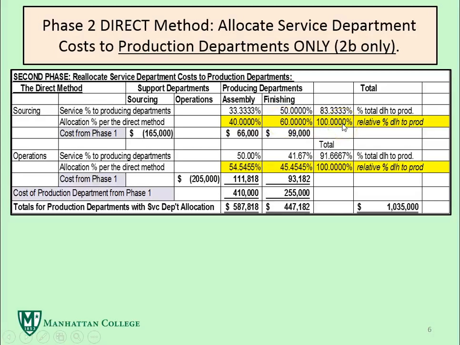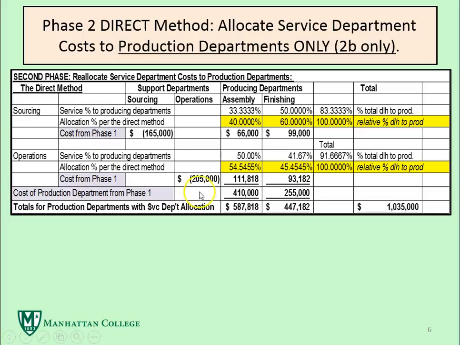Your book tells you to round percentages to 4 decimal places. So if I know that the service department cost from phase 1 is 165,000, I will multiply that by the 40% of hours spent in production departments that are spent in assembly. That gives me $66,000. 60% of the 165,000 is spent in the finishing department, and that's 99,000. So we're ignoring the fact that they spend in the sourcing department about 17% of direct labor hours helping operations. It's just keeping it simple.